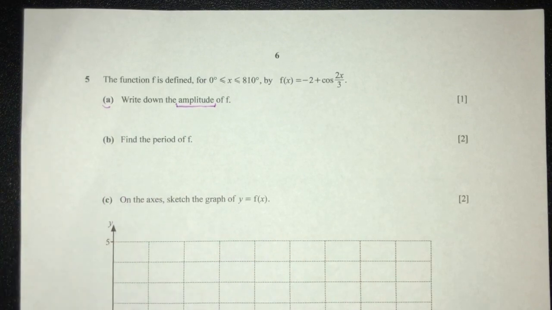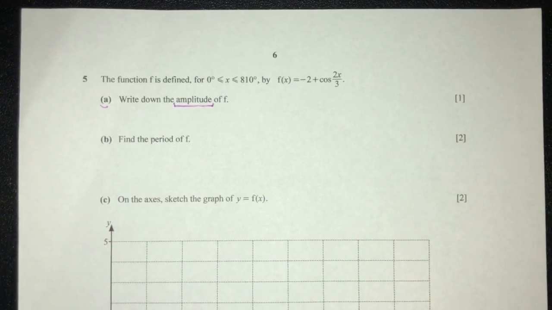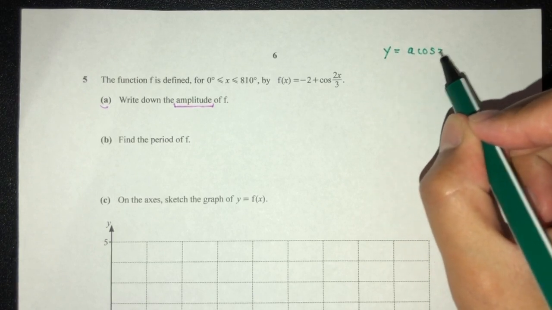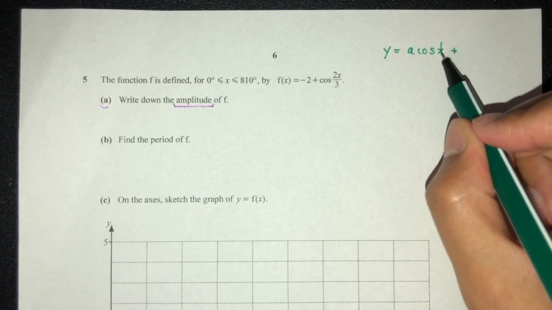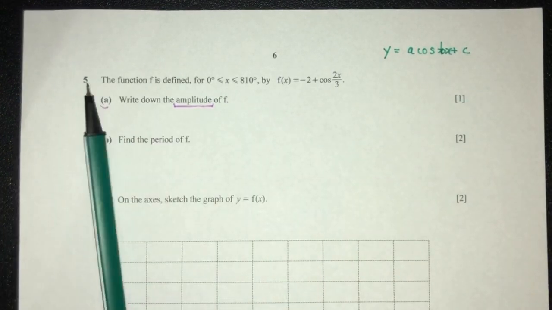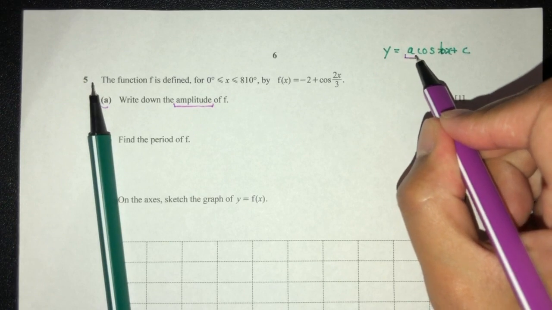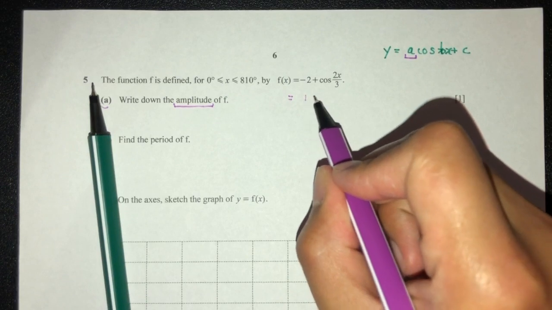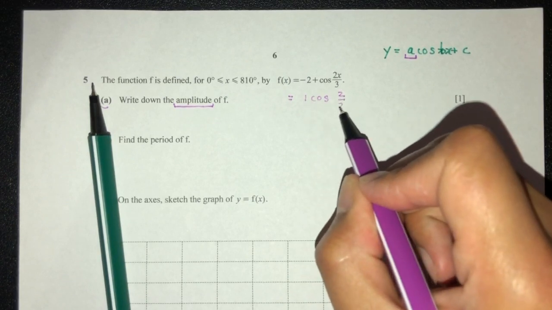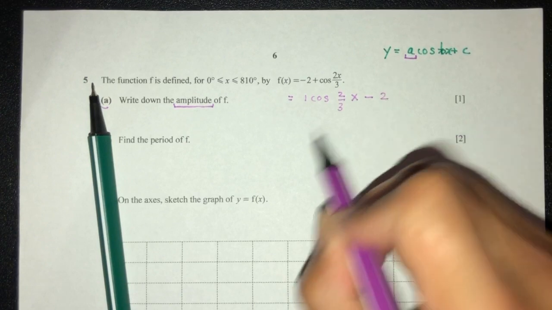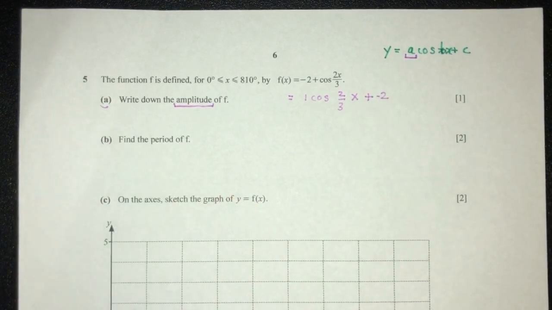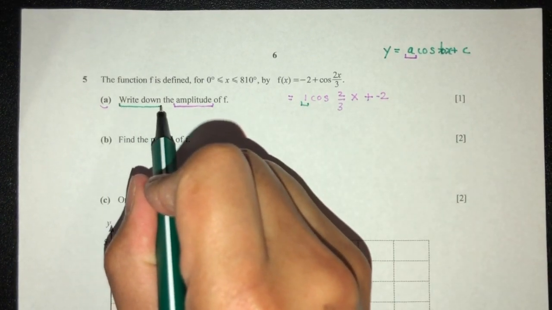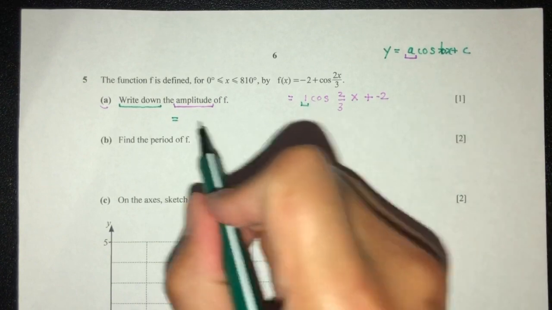So pretty easy. We just have to compare with our initial equation. Usually when you have y equal to a cos bx plus c, the amplitude will be the value right here, always the value in front of the cos. By comparing, you will see here we have 1 cos 2 over 3 x plus c. So by comparison, you can see the amplitude here will be 1. So write down, should be pretty easy. The amplitude will be the value of 1.